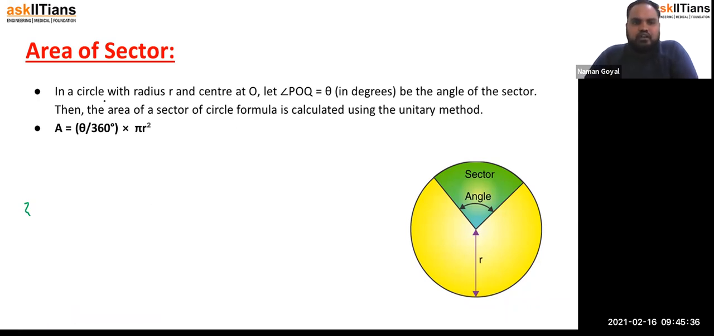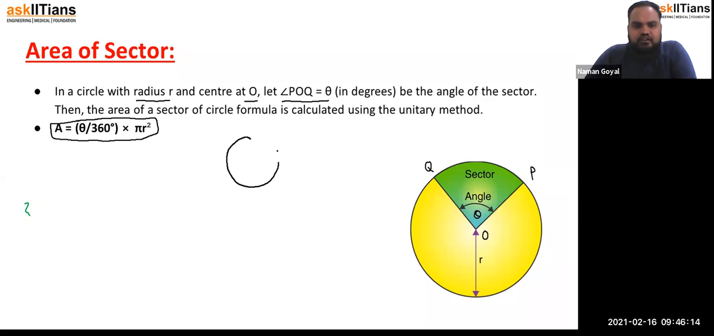Now in a circle with radius r, center O, and angle POQ is theta. This point is P, this is O, and this is Q. So this angle is theta. This is the angle of the sector. This angle is known as the angle of that sector. Then the area of a sector of a circle is calculated by using the unitary method. And the formula we get is A is equal to theta upon 360 degree into pi r square.